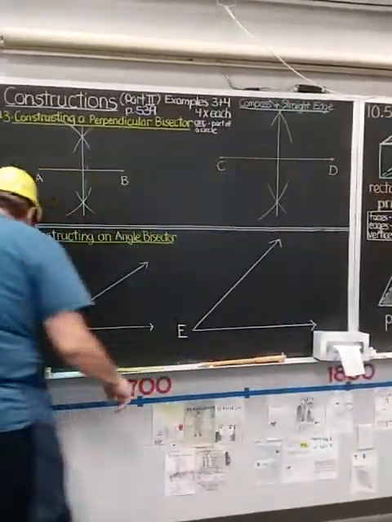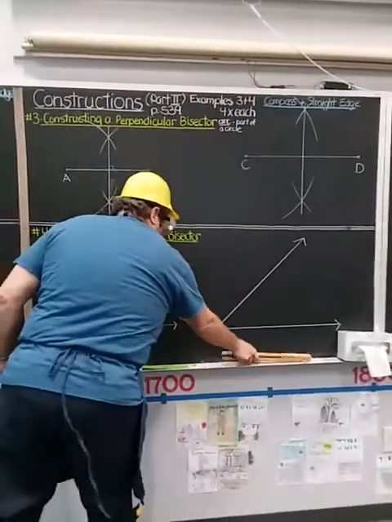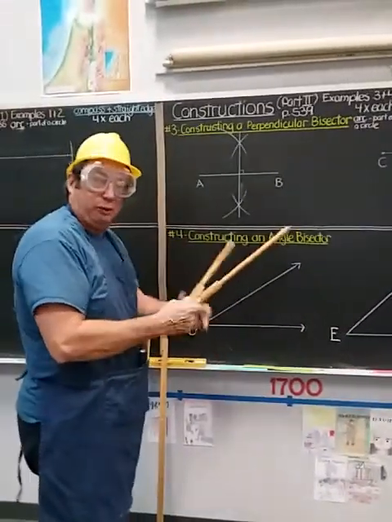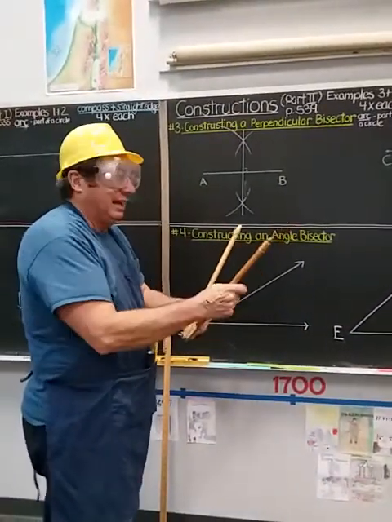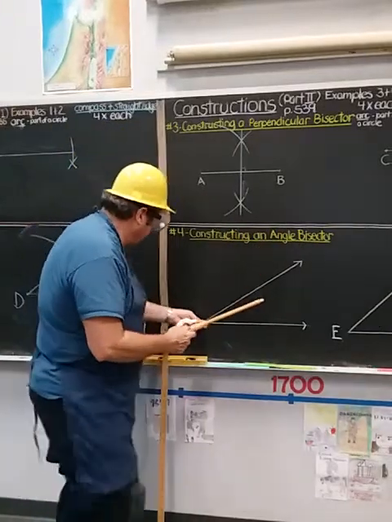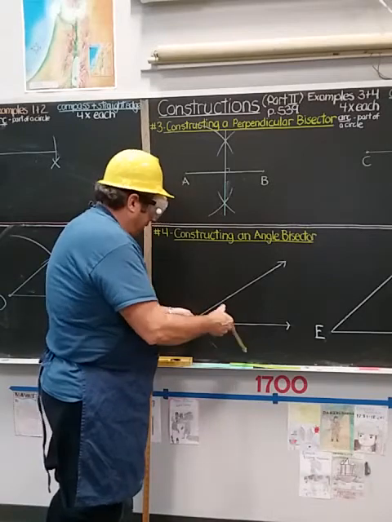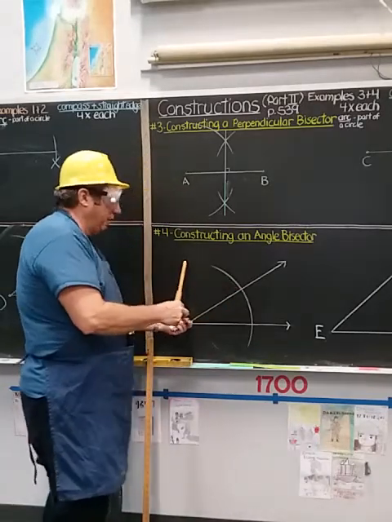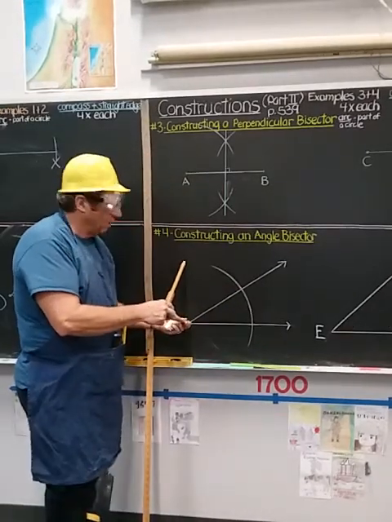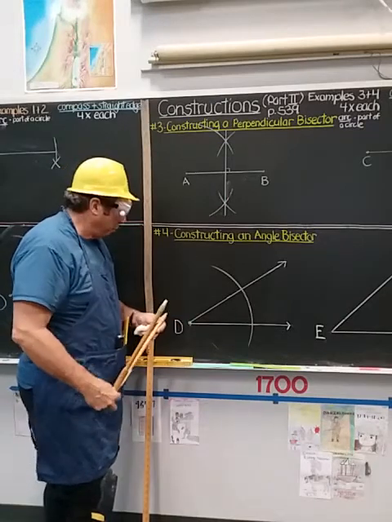Here's how I'll do it. First off, I take my trusty compass. What a wonderful tool this is. Make sure it's nice and tight, all right? Adjust it sometimes, they have to be adjusted. And I draw an arc that intersects both rays. So here I had angle D and I want to bisect it. So I drew an arc that intersects both rays.